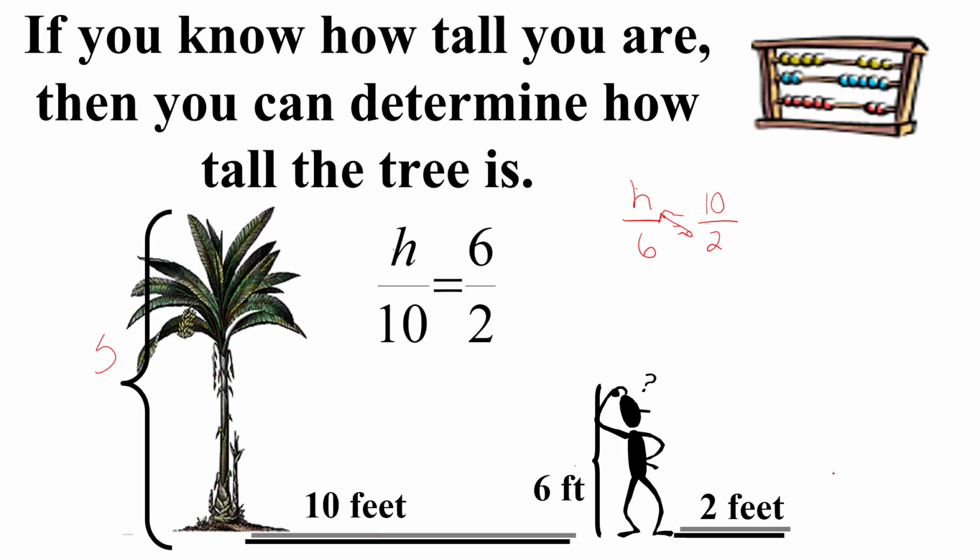Again, we solve by cross multiplying. 2 times h, 6 times 10. And then we divide by 2 on both sides and determine that the height of the tree is approximately 30.